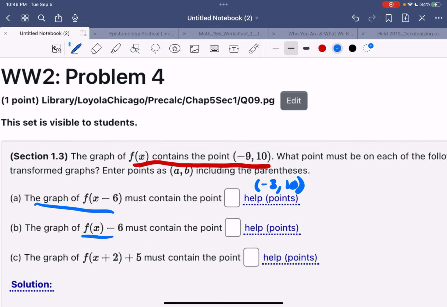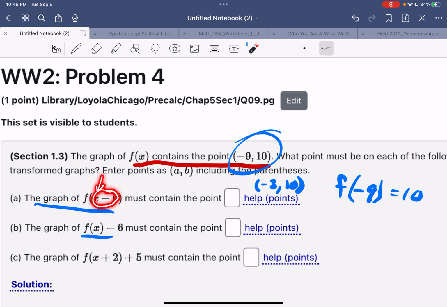Okay, play the same game again here. The only thing we know about f is that f sends -9 to 10. That's it. So the only x value that I can plug in here and know something is -9 in this case. Here it was -3 because I had to make the total input be -9. So when I plug in -9 for x, this becomes a 10. 10 minus 6, that's 4. So 4. Boom.